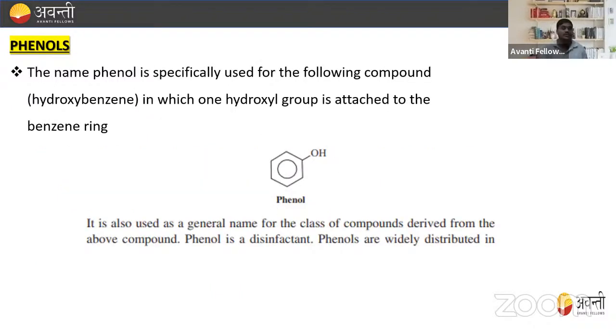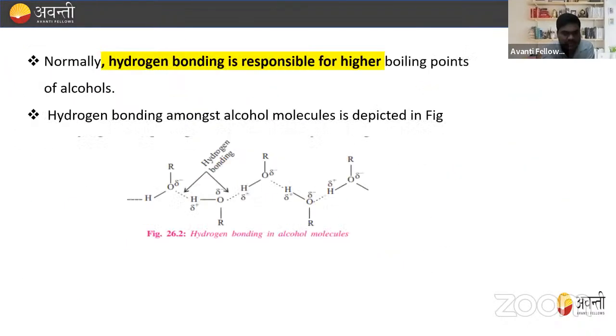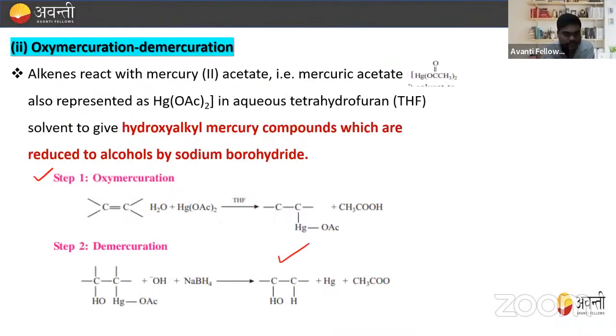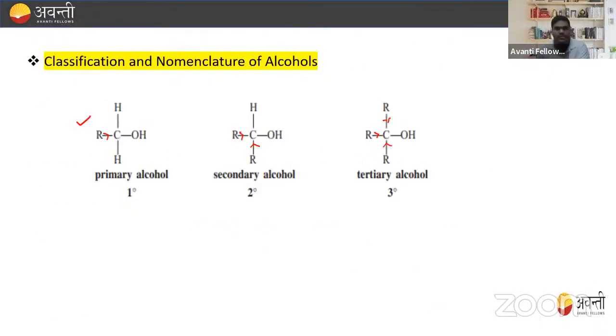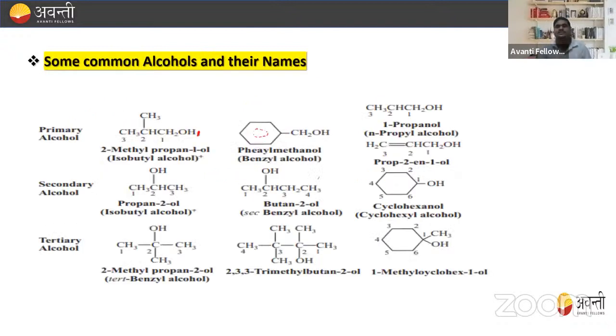So this is all about alcohol. Let's quickly revise what we studied. We studied the classification of alcohol: alcohols are classified into primary, secondary, and tertiary. If one alkyl group is attached to the carbon bearing the functional group, it is a primary alcohol. If two alkyl groups are attached, it is secondary. Similarly, if three alkyl groups are attached, it is tertiary.